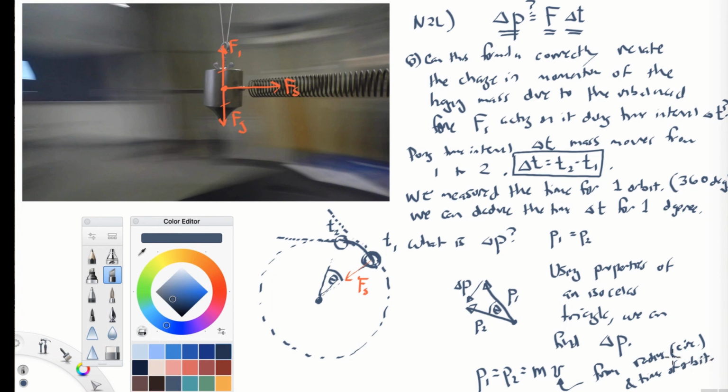Okay, so then you can calculate your delta P, you know your delta T, and you can know what your force is, right here, the spring force, and so you can plug those in and see if you can find whether that formula holds. And that would be a Newton's second law analysis of this experiment.